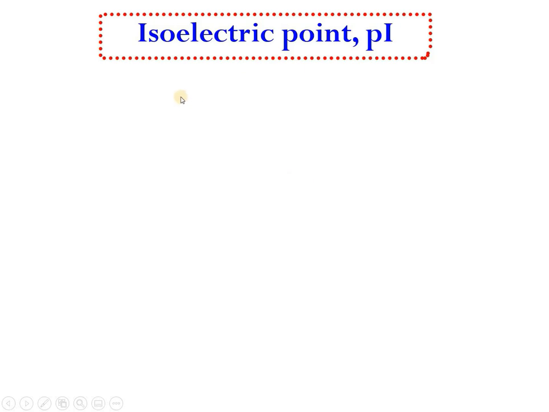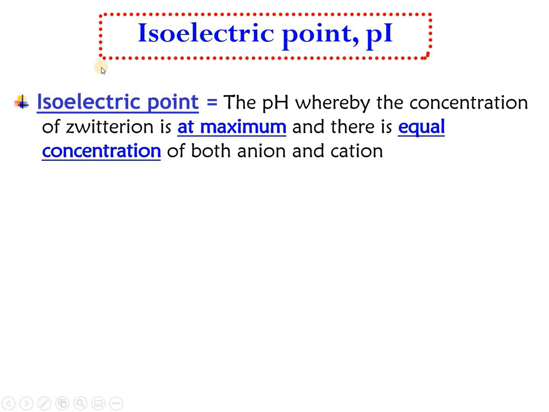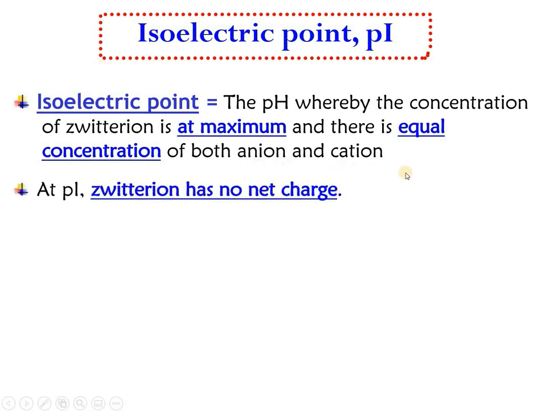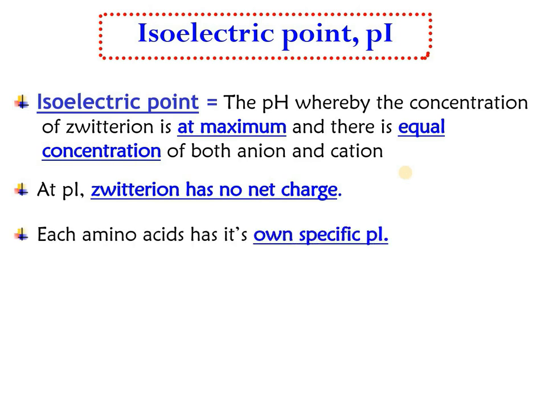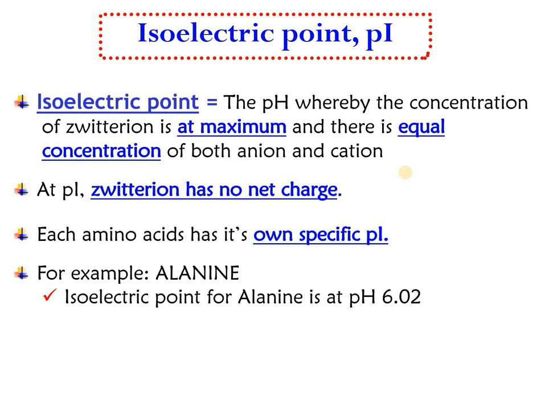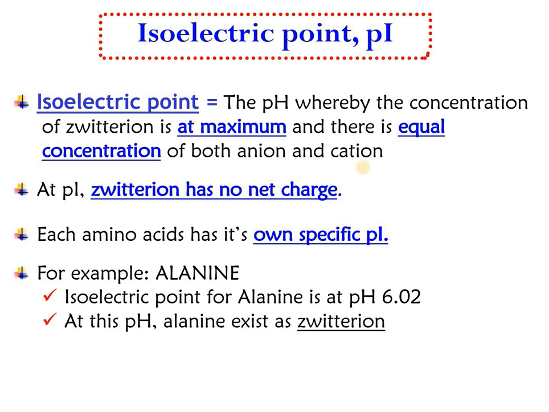Isoelectric point, pI. The isoelectric point is the pH whereby the concentration of zwitterion is at maximum and there is equal concentration of both anion and cation. At pI, the zwitterion has no net charge. Each amino acid has its own specific pI. For example, alanine. Alanine has the isoelectric point at pH 6.02. At this pH, alanine exists as a zwitterion.